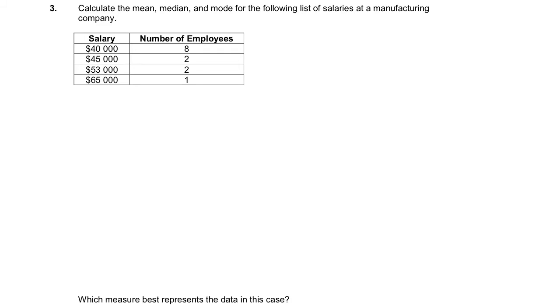So when we look at this, I'm told how many times these salaries occur. So the easiest thing to find right now is actually the mode. I can find the most occurring value just by looking at this chart. The most occurring value is $40,000. So the mode is $40,000.